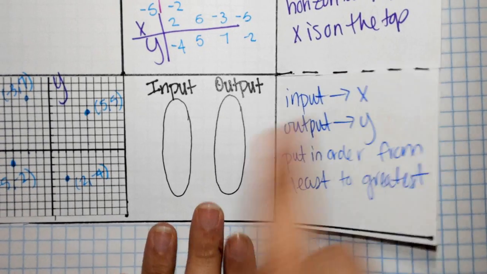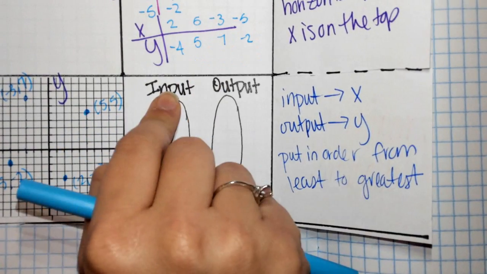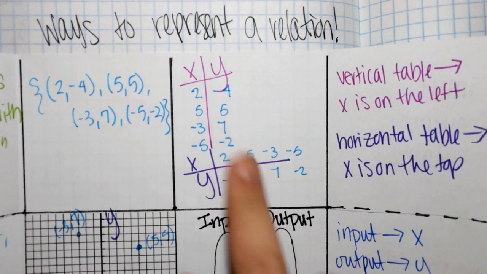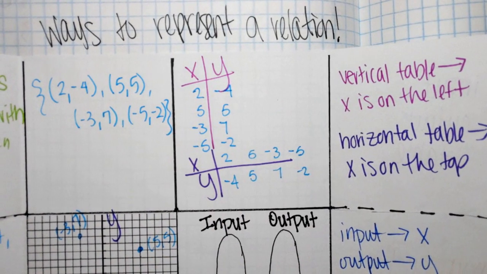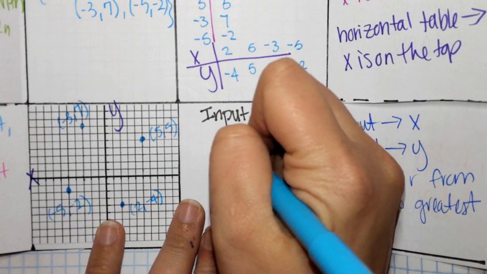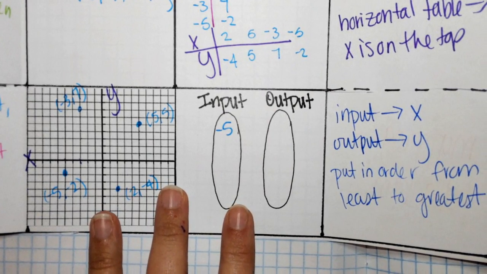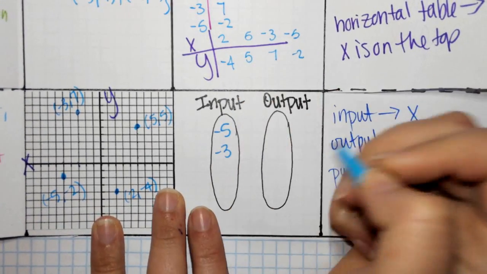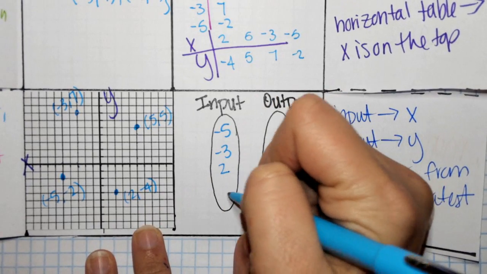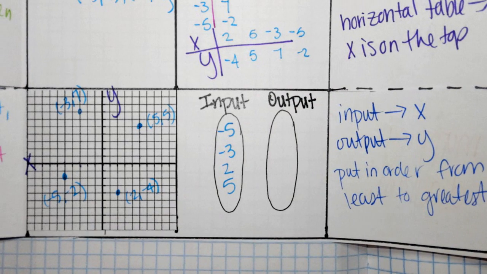Alright, so we're going to put our X values in order from least to greatest. Now, conveniently, we have them up here in our table. So you can either pull it from your ordered pairs or from your table. What is the smallest X value up here? Negative 5. Alright, so let's write negative 5 first. What's the next one after negative 5? Negative 3. And then? 2. And then? 5. Awesome.